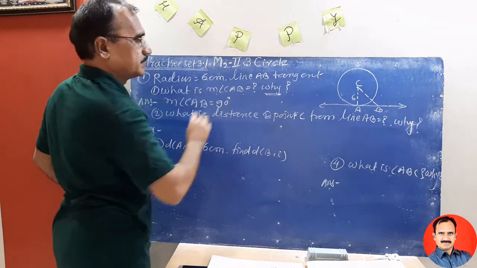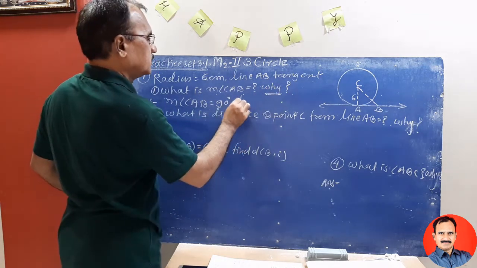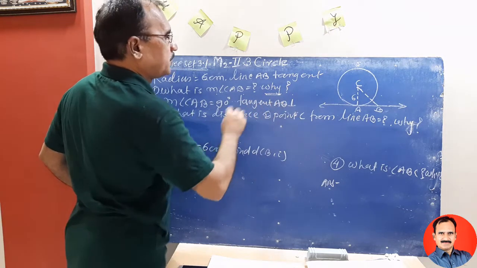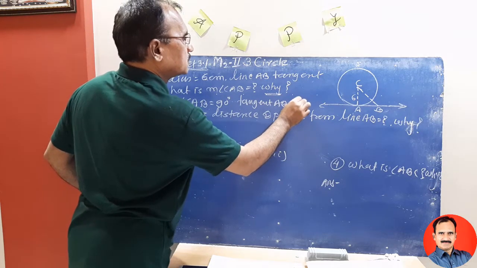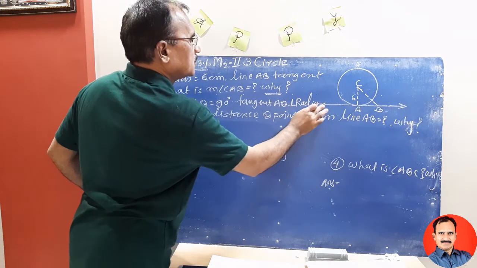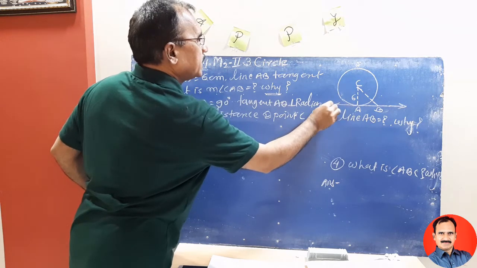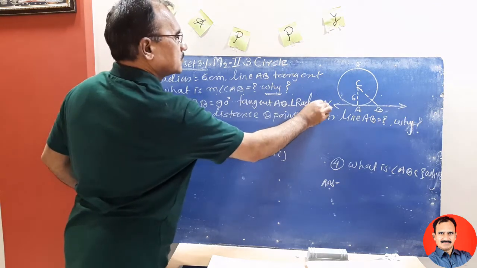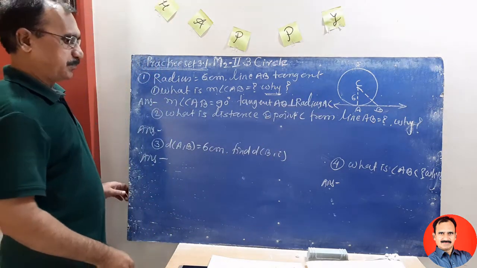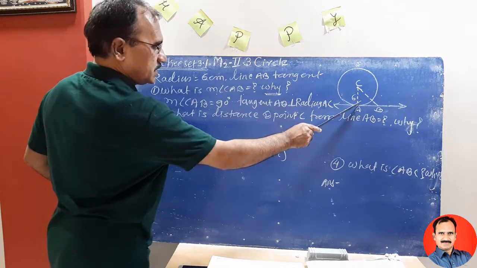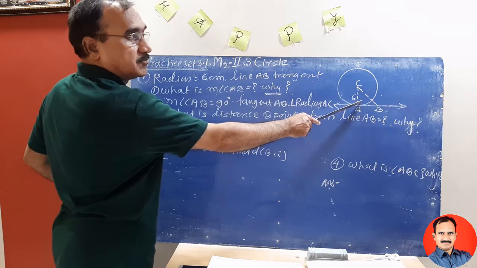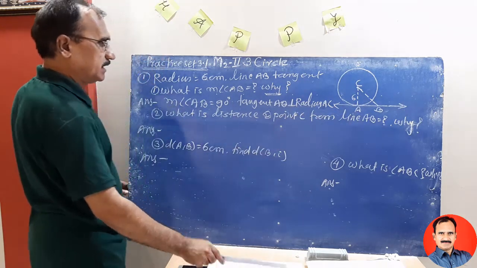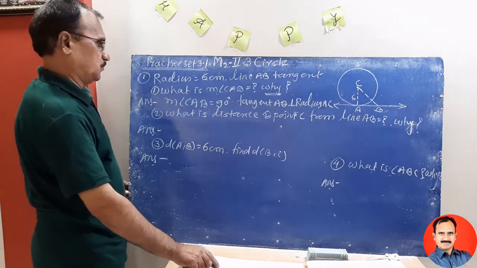And why? Tangent AB is perpendicular to radius AC. Tangent AB is perpendicular to radius AC, and therefore with the tangent theorem we can write here angle CAB is 90. We can write here tangent theorem also.